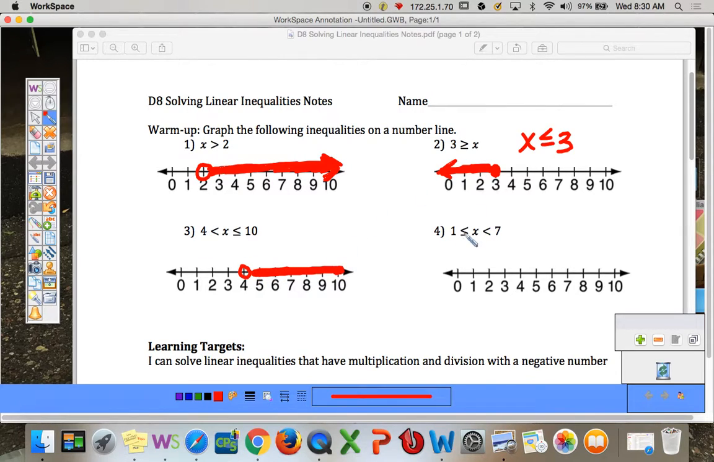The next one we have 1 is less than or equal to x, which is less than 7. So start at 1, closed circle because of that equal sign. Put an open dot at 7, and then we're going to color again in between them. So this stands for 1 is less than or equal to x, which is less than 7.